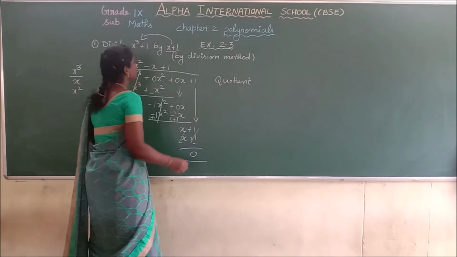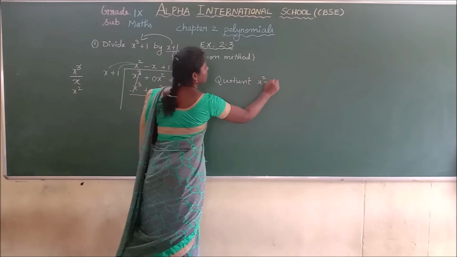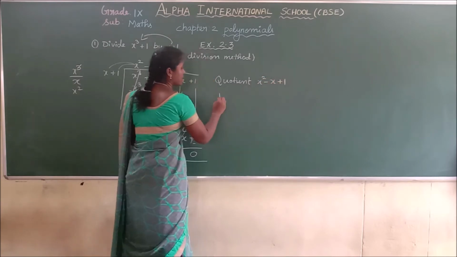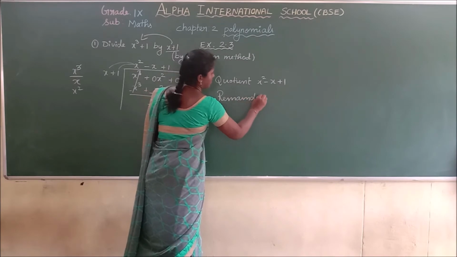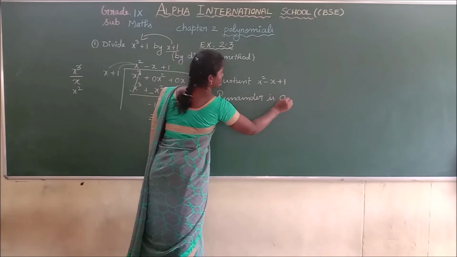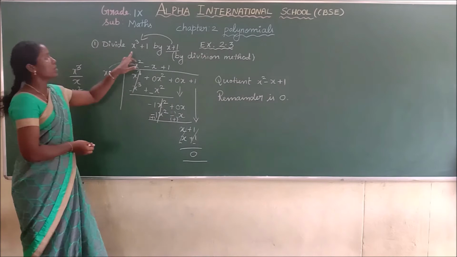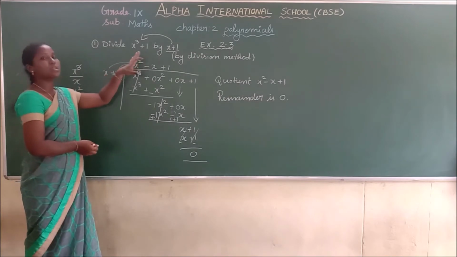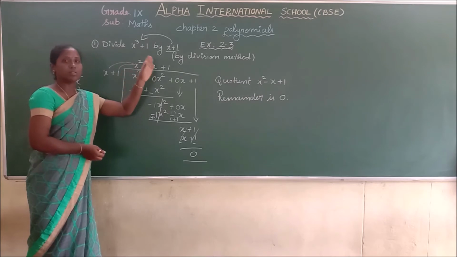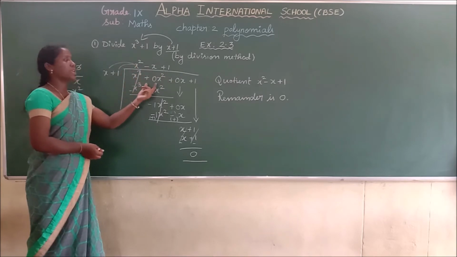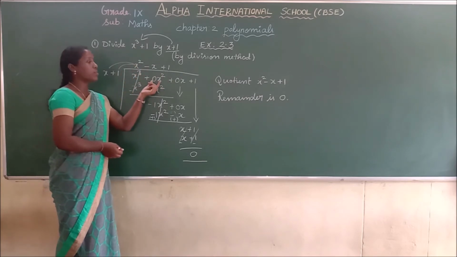So the quotient is x square minus x plus 1 and the remainder is 0. So look at this problem, x cube plus 1. I told already the terms are missing. The continuous power terms are not there. In place of that missing term, you can put 0.